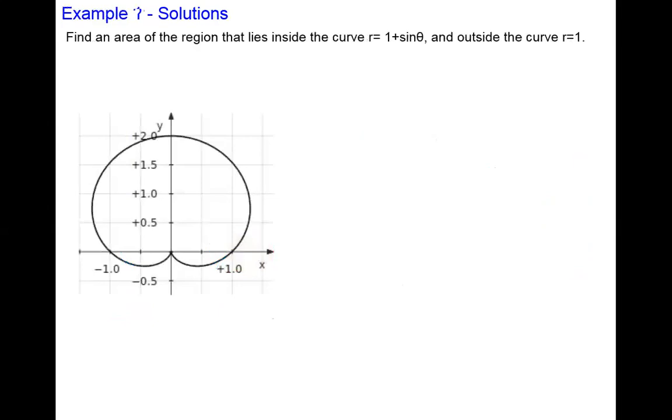Find the area of the region that lies inside the curve r equals 1 plus sine theta, which I drew, and outside the curve r equals 1, which I don't have. I will add it. Do you know what that curve is? R equals 1? It's just a circle, exactly, with radius 1. That means I can add that circle.